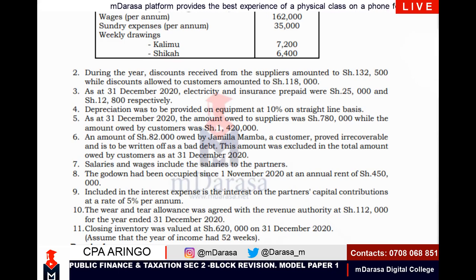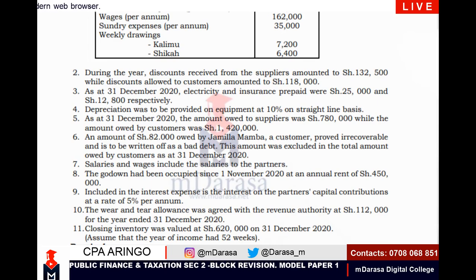Then come to note number five. As at 31st December, the amount owed by customers was 1,420,000. The concept of balance carried down for debtors and creditors. Note 6. An amount of 82,000 owed by Jamila Mamba, a customer, proved irrecoverable and is to be written off as a bad debt. Continuation, you are told, this amount was excluded in the total amount owed by customers as at 31st December 2020.